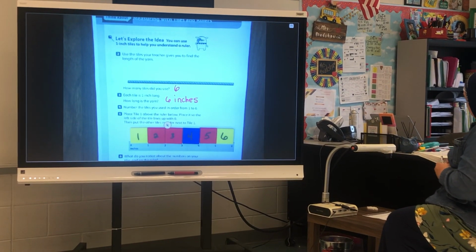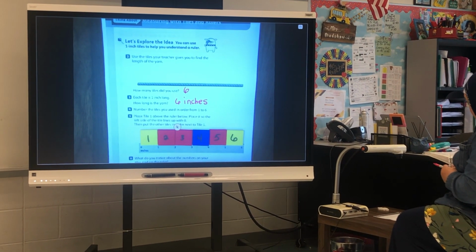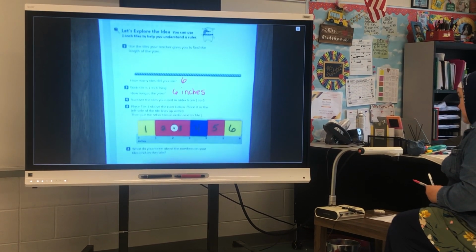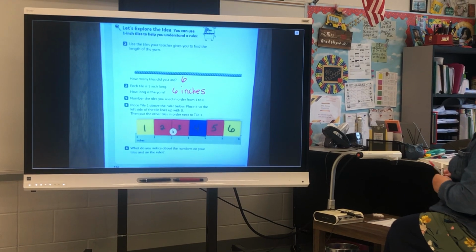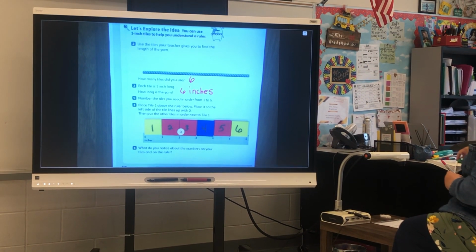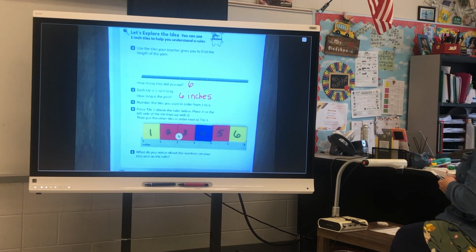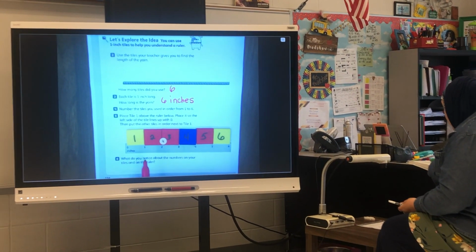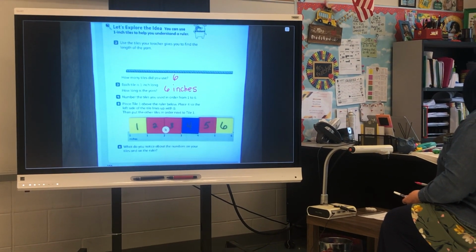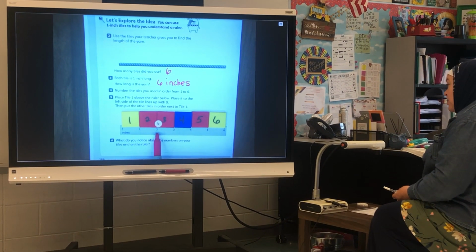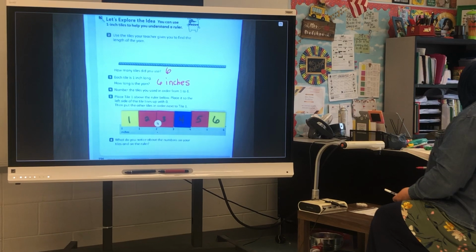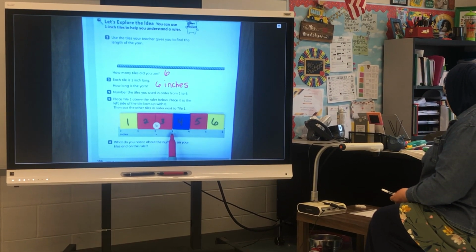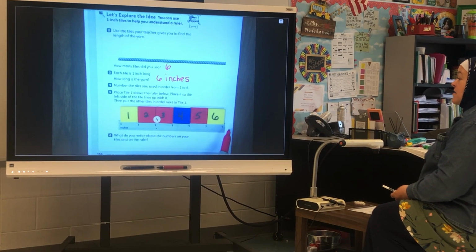What do you notice about the numbers on your tiles and on the ruler? I'll give you a minute to think about it. What do you notice? What Ms. Horn noticed is that tile 1 ended on the 1 on the ruler, and tile 2 ended on the 2 on the ruler. And the pattern carried on. 3 ended on the 3, the 4, 5, and the 6.